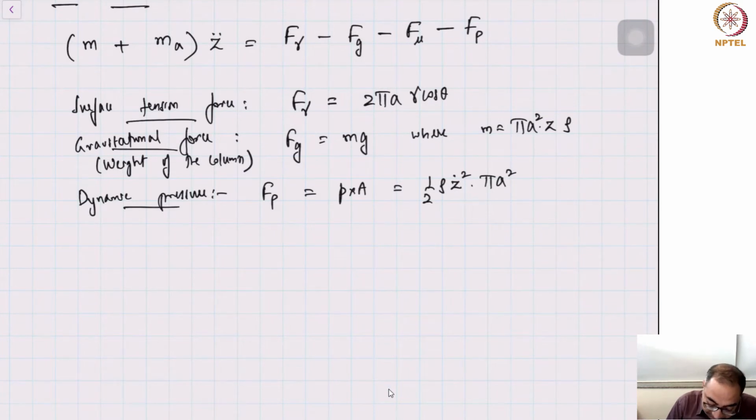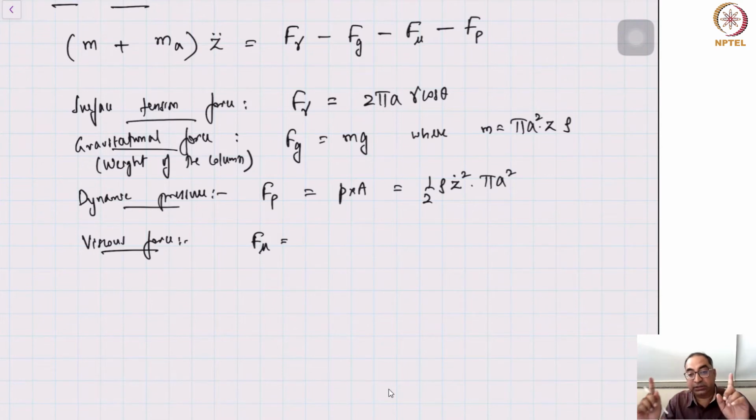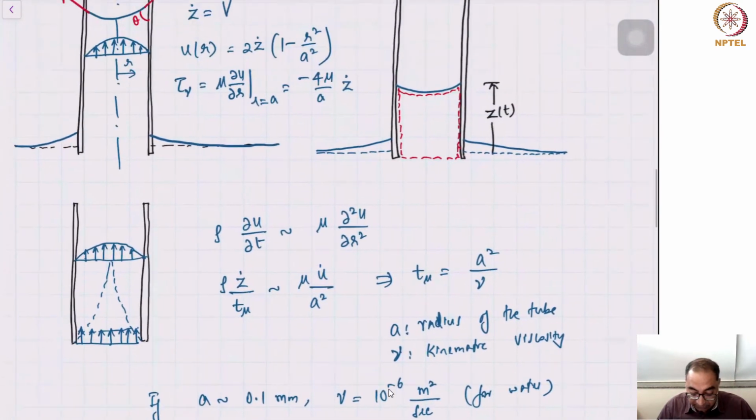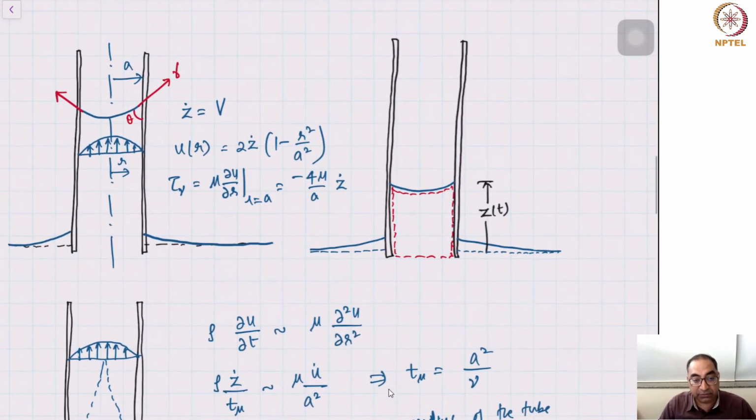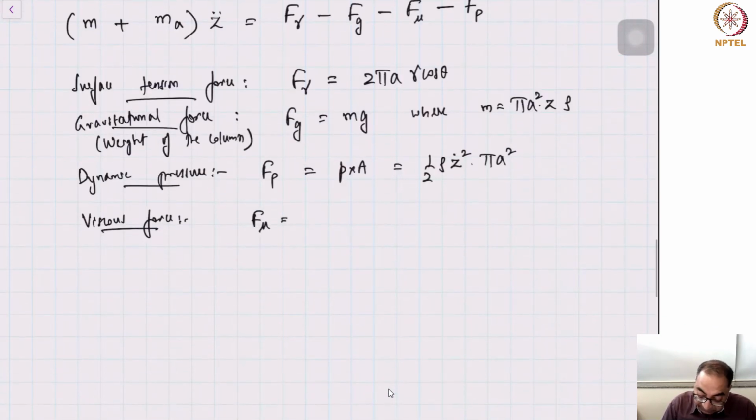And finally, we have viscous force. And the viscous force, F mu, would be the surface area of the column. The surface area of the column would be the height of the column multiplied by the perimeter, the circumference. That will be 2 pi a times z, multiplied by the shear stress all along. The shear stress, which we'll call tau mu. That's basically my viscous force.